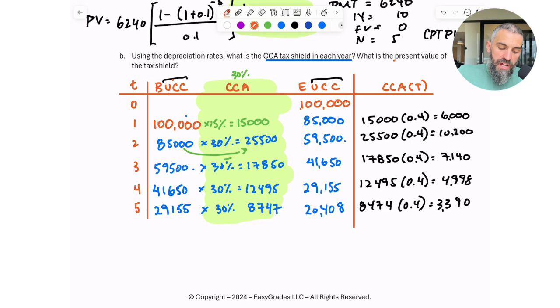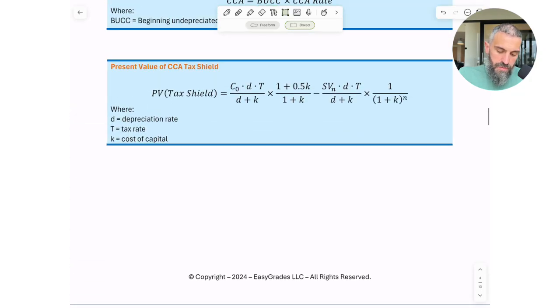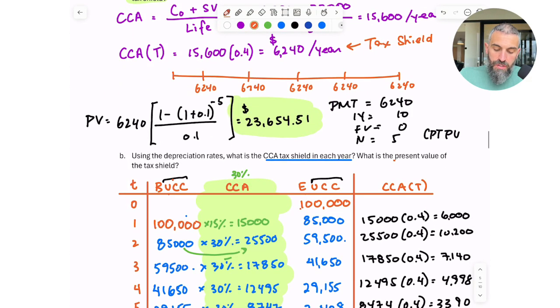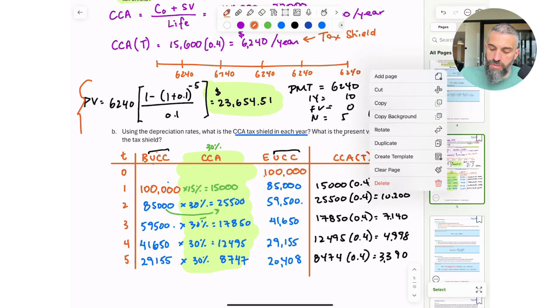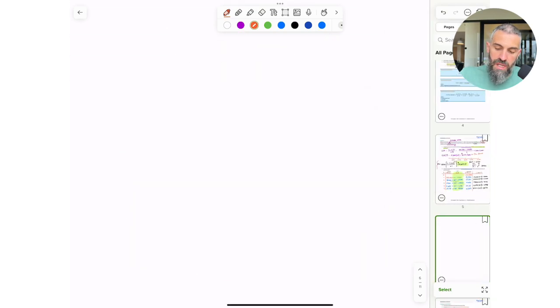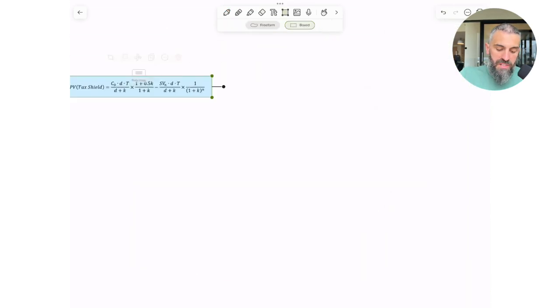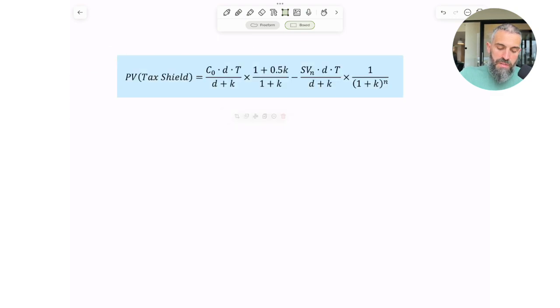Okay. What is the present value of the tax shield? If you're using the tax rates, there's actually a formula you want to follow. It's a bit of a doozy, and you have it right here. This is the formula for the present value of the CCA tax shield. Again, only if you're using depreciation rates. If you're using the straight line method, you do it the way we did here as an ordinary annuity. Okay, so I want to show you how to use this formula. And this is most likely what you're going to be doing on the exam instead of making that entire table.